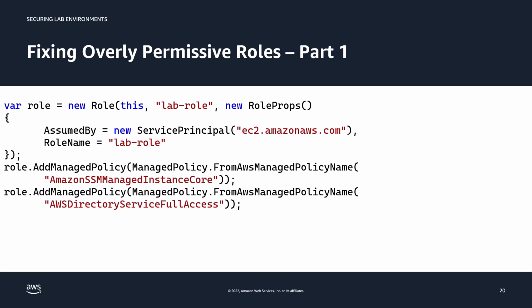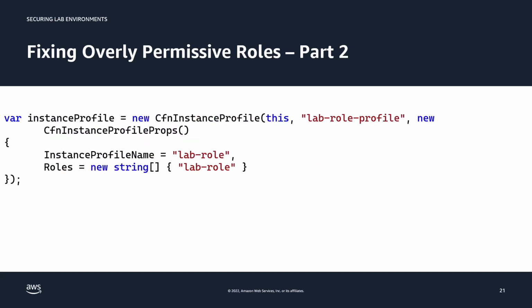Now, one step that's commonly missed: a role is a set of permissions that can be attached to the instance. However, we need an EC2 instance profile to make the connection between the role and the instance. So here we have the code to create the required profile. So we're creating the profile here, and we're providing it with the name of the profile and the roles that are attaching it to.